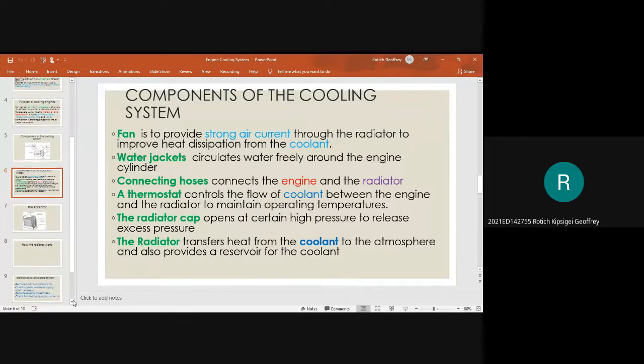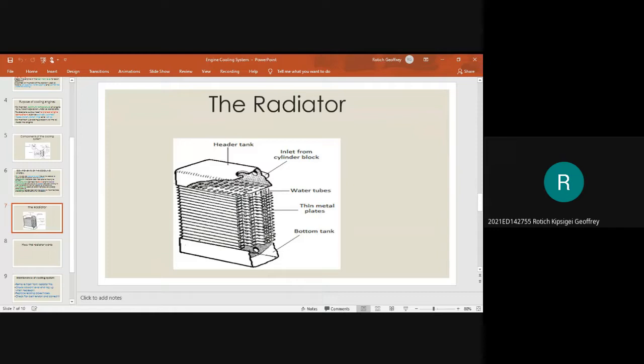We are going to move to the next slide, and you'll have a look at the diagram. Isabella, what is that diagram? Can you identify that component of the cooling system? Okay, this is a radiator, a water cooled radiator. Yes, thank you so much. So you can see the header tank, water tubes, thin metal plates, bottom tank and the inlet from the cylinder block. Okay, thank you so much. We'll move to the last slide.